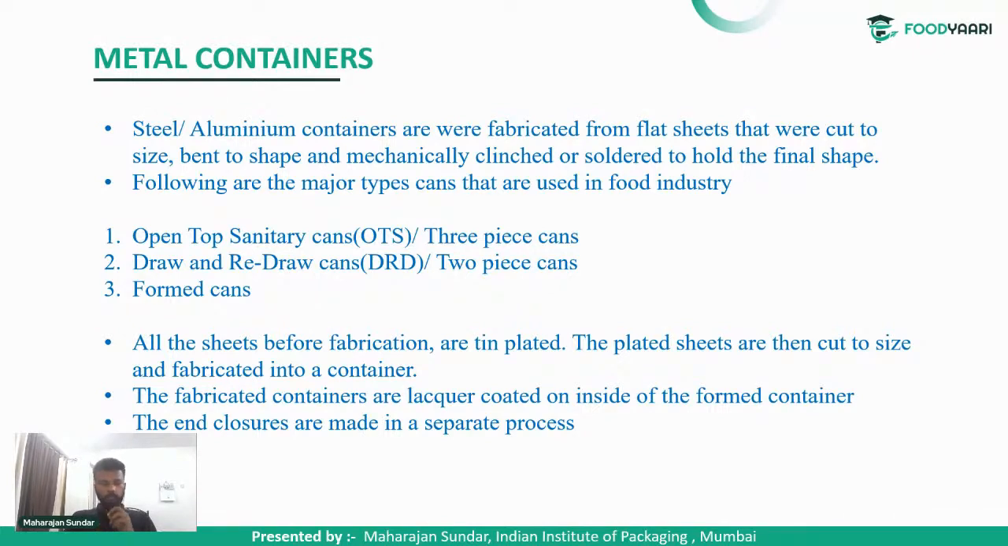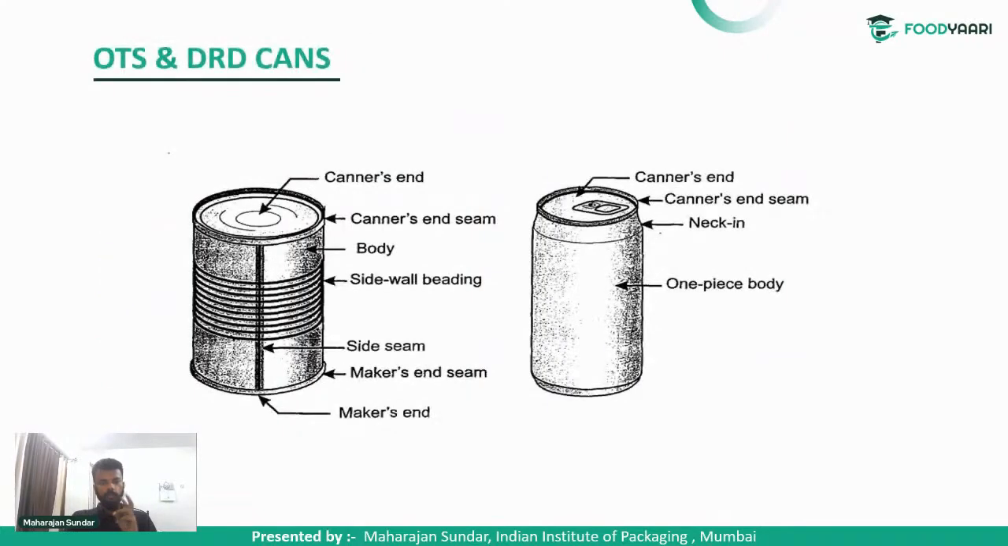Okay, we will jump on to open top sanitary cans. This is the nomenclature of basically two different cans. The left one consists of three-piece cans or open top sanitary cans, and the right one is of draw and redraw cans. The top component is called the canner's end, the closure of the three-piece can.